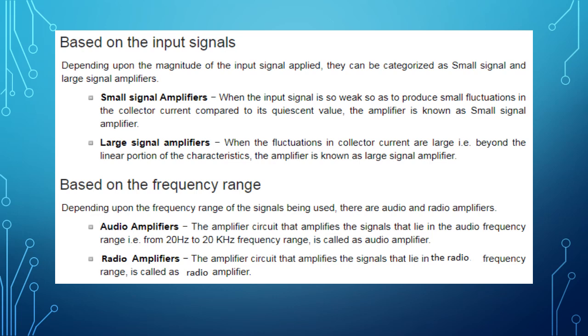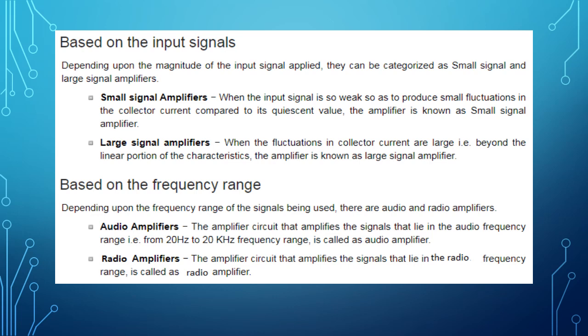Large signal amplifiers. When the fluctuations in the collector current are large, beyond the linear portion of its characteristics, the amplifier is called a large signal amplifier. An example of this large signal amplifier is the power amplifier.